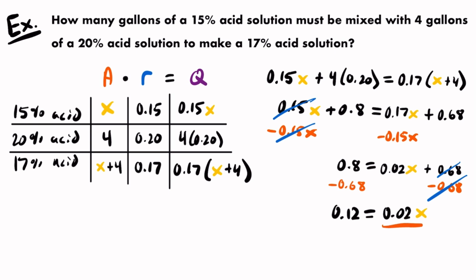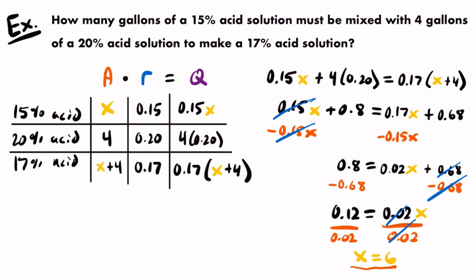All right, so divide both sides of the equation by 0.02, and if you do that, these will cancel out, just leaving you with x is equal to 0.12 divided by 0.02, which is equal to 6. So what we find here is x is equal to 6, which is the value for our final answer, but now let's put it into words.